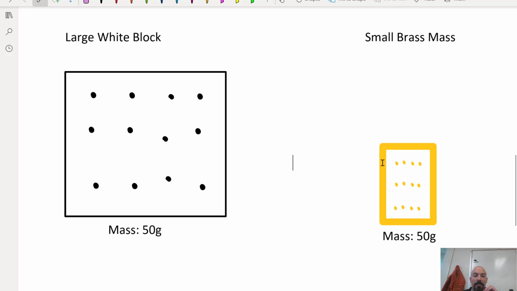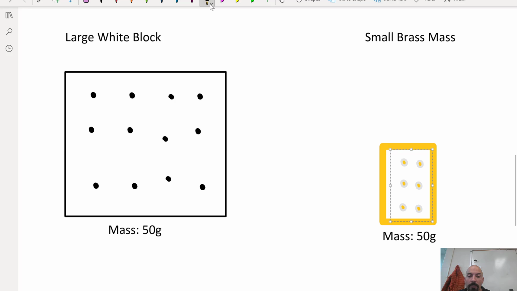The problem is this isn't the most accurate way to do it. The big problem here is that if we were to compare one particle of the white block to one particle of the brass, the brass particle is per particle heavier. So a better way to represent the brass as being denser but also equal mass would be perhaps to change the actual particles themselves to being, again, more compact.